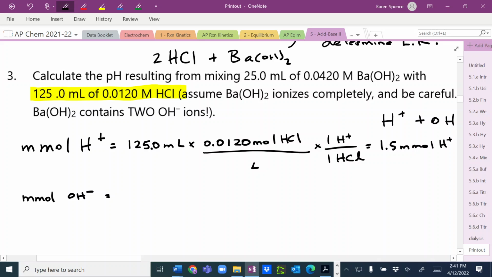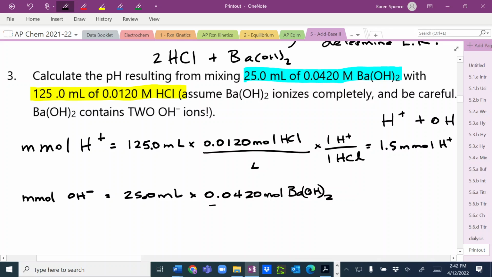Now we're going to do the same thing with OH minus, but we're going to be starting with our 25 milliliters of 0.420 molar Ba(OH)2, and we're going to have to convert it to hydroxide. So we have 25.0 milliliters times 0.0420 moles of barium hydroxide per liter.